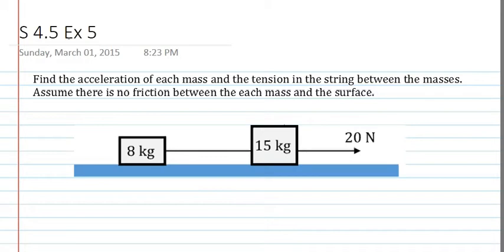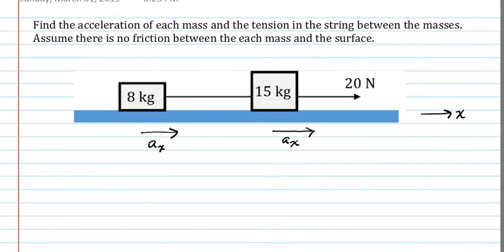We'll assume that the string is a perfect sort of string, that it has no mass itself, and it doesn't stretch during the dynamic process. If it doesn't stretch, then we can be sure that the 15 kilogram mass, if it's moving with an acceleration, let's say a sub x, and while we're at it, we'll let to the right be the positive direction, then the 8 kilogram mass is going to have to move with exactly the same acceleration. Their speeds have to be the same, their accelerations have to be the same.